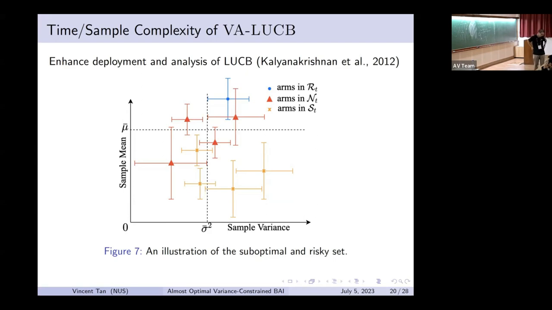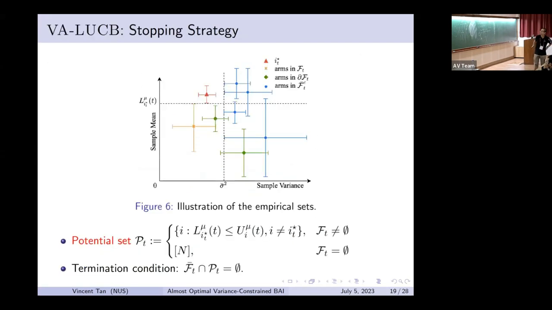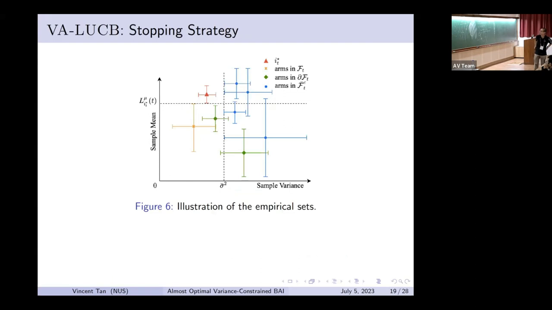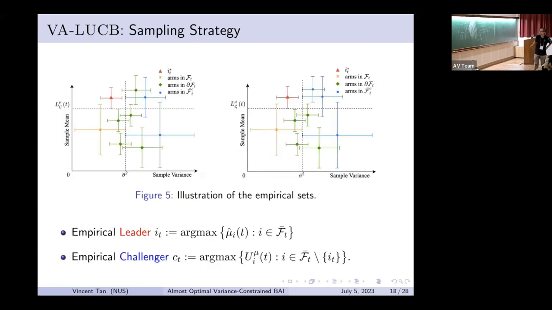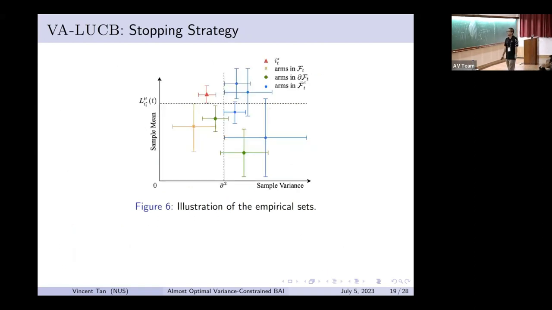Yes, you mentioned the leader and challenger. Which arm are you pulling at every time? Oh, we pull both the leader and the challenger, so two at each time. Thanks for the question. I didn't say that.